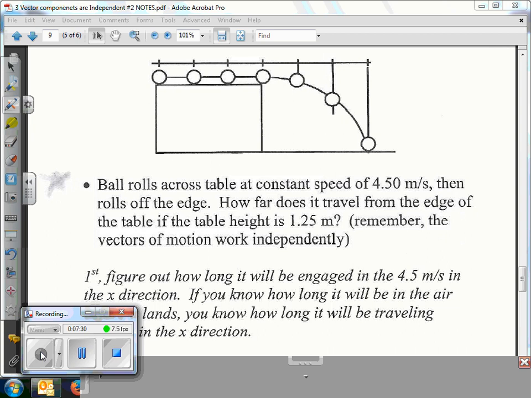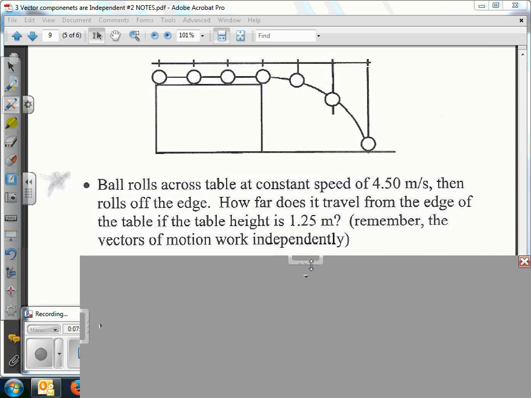Okay, so now we're looking at something that we are doing right now. Let's see if you guys can figure this out. I'm pretty sure you can. A ball rolls across the table at a constant speed of 4.5 meters per second, then rolls off the edge. How far does it travel from the edge of the table if the height is 1.25 meters?